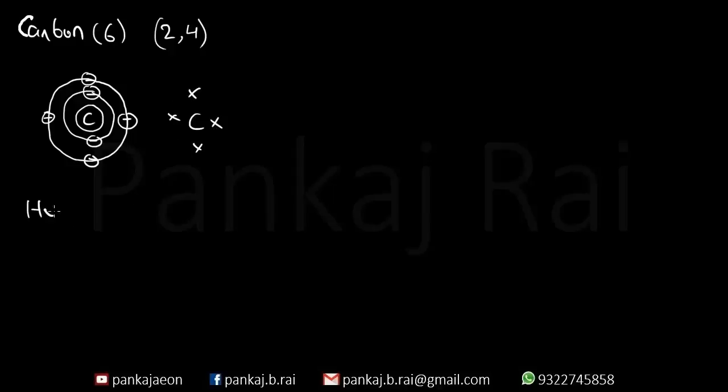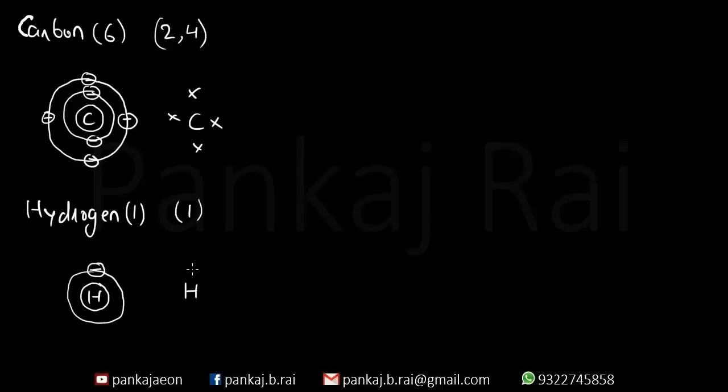Let us also discuss hydrogen. Hydrogen, as we all know, has atomic number 1 and its configuration is 1 only, having 1 electron in the innermost shell. Let's say this is the nucleus of hydrogen and the first orbit is having only 1 electron. Let's say we represent hydrogen like this, stating that there is 1 electron in the outermost shell of the hydrogen and it requires 1 more electron to complete its stability, that is the duplet. Let us move ahead.